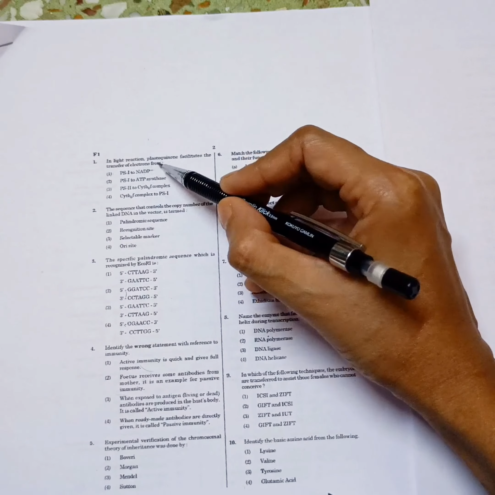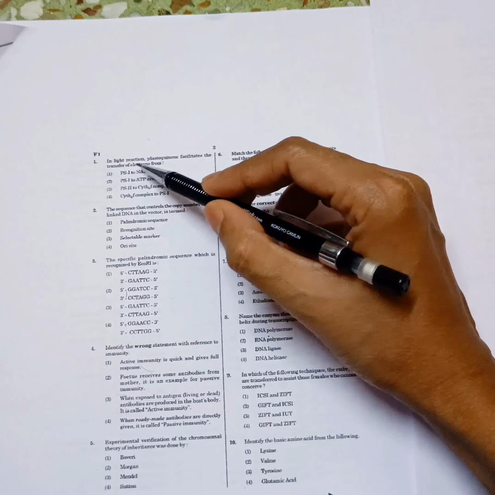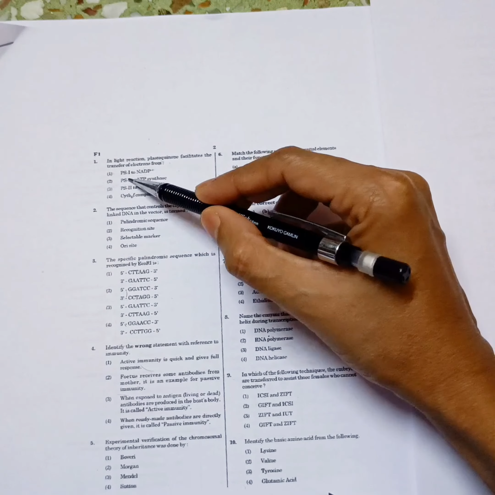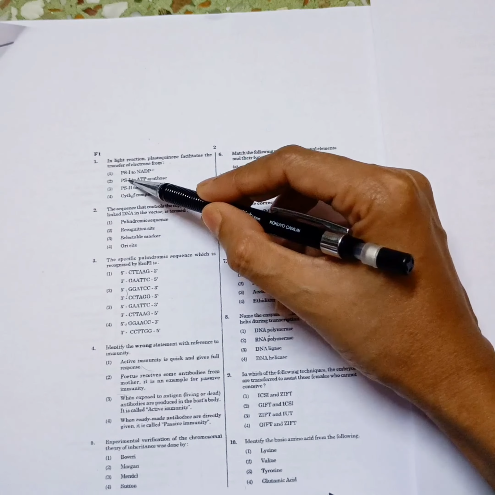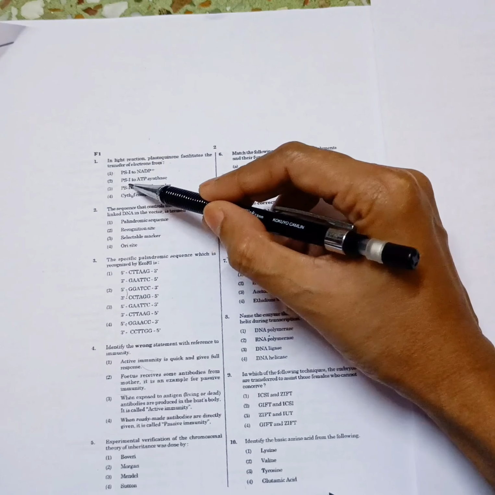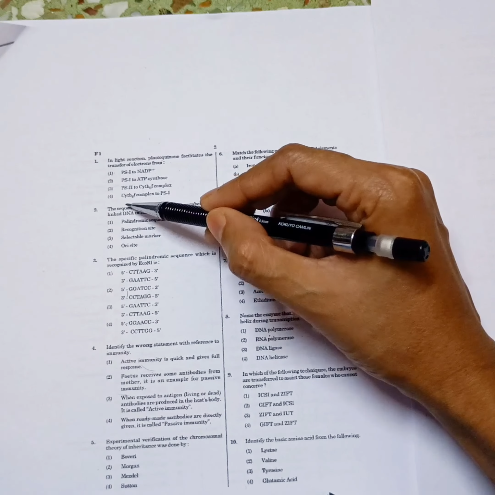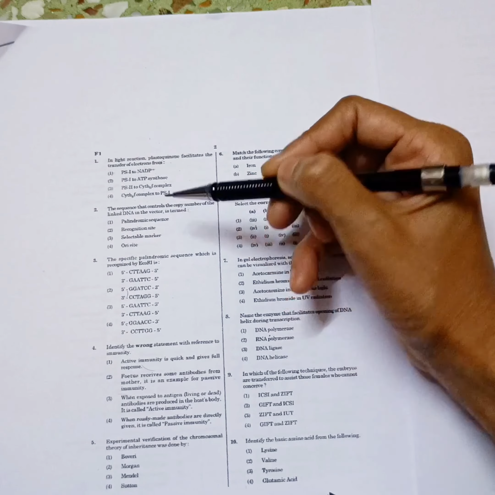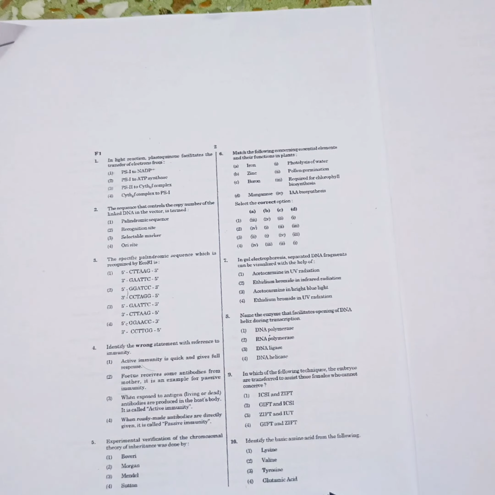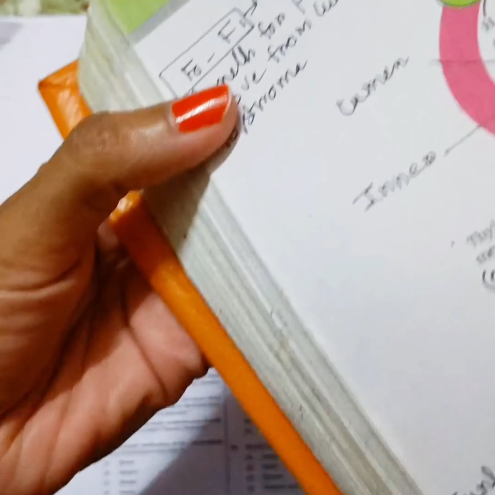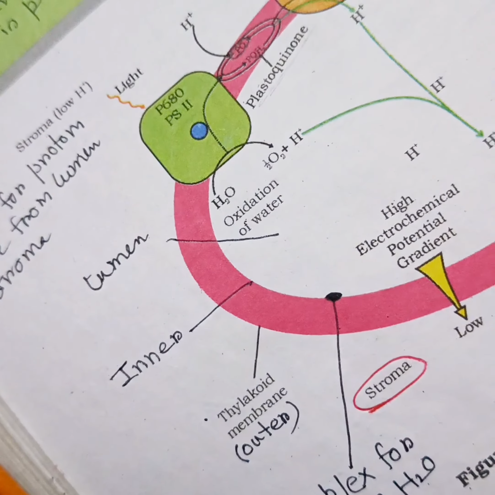In light reaction, plastoquinone facilitates the transfer of electrons from option 1, PS1 to NADP plus; option 2, PS1 to ATP synthase; option 3, PS2 to cytochrome b6f complex; and option 4, cytochrome b6f complex to PS1. So what will be the answer? Let's see from the NCERT. The answer is given on page number 214, NCERT class 11.